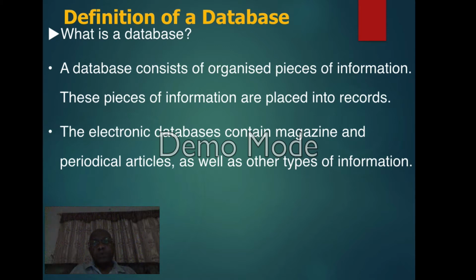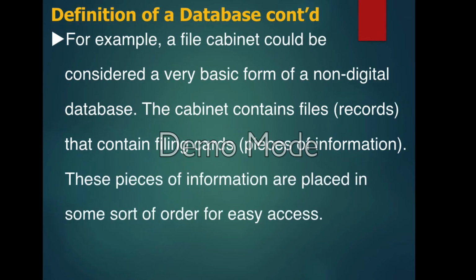Now, the electronic database contains magazines and periodical articles, as well as other types of information. For example, a file cabinet could be considered a very basic form of a non-digital database. A non-digital database, that is the underlined word. The cabinet contains files. With regards to a hospital, the record center will have files of all patients, and these files are filed, depending on the system the hospital is using, according to either the surname of the patient or a code that makes it easier for the record officer to retrieve the information of whoever visits the hospital.